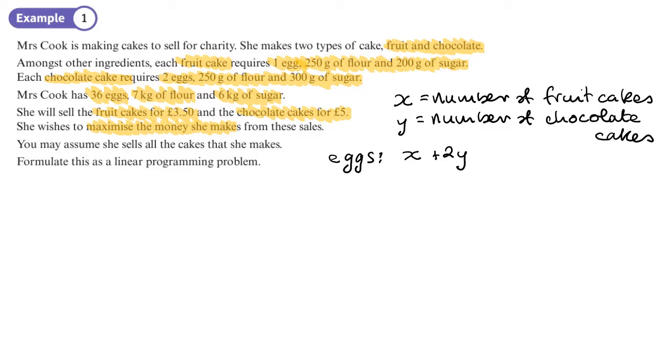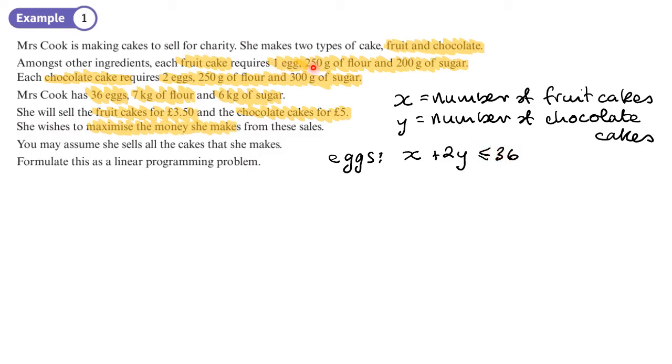Now, if I continue down here, I can see that it says that she has 36 eggs. So the number of eggs that I use cannot be any more than 36. I can use less than 36, but no more. So that inequality here, this constraint, represents what we can do with the eggs. Don't have to use all of them, but I can't use any more than 36.